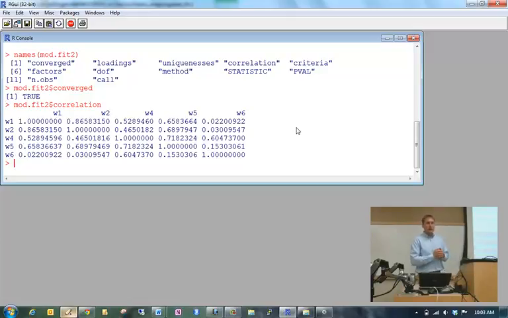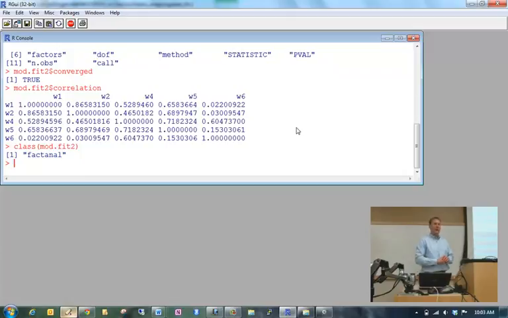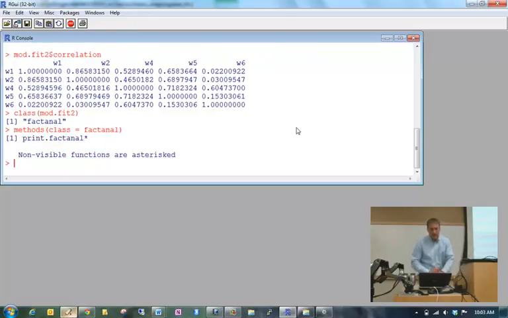Now, another thing that you should do is determine, well, what is the class of the object that is returned to you from the function? Well, it just so happens to be called factNL. And so if I want to see the method functions that are available to me, I can do methods class equal factNL. And notice there's only one methods function that's available to me.